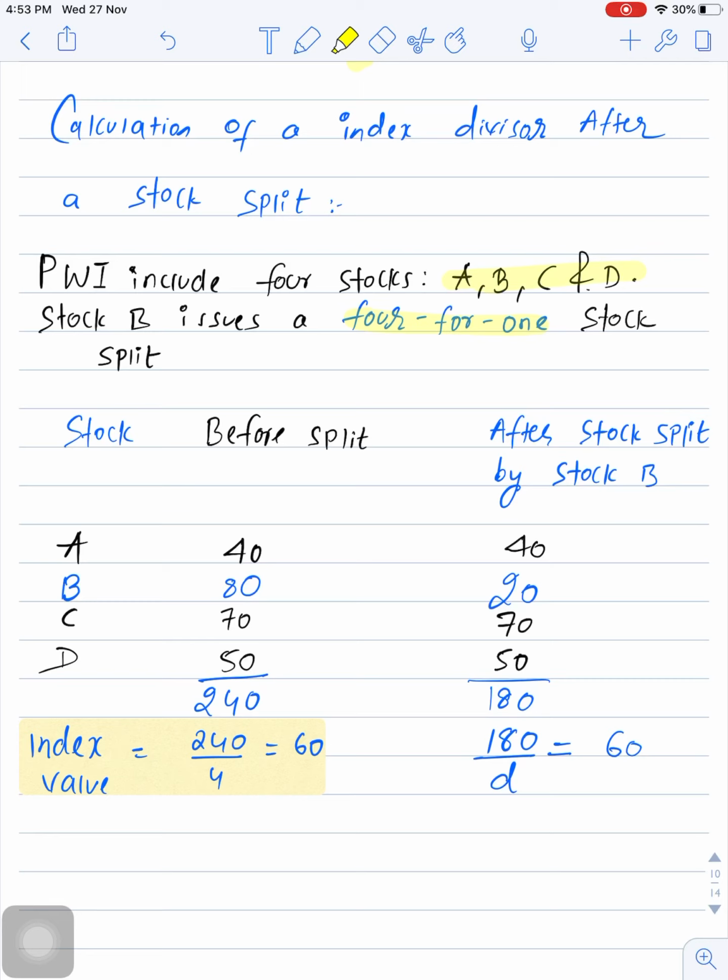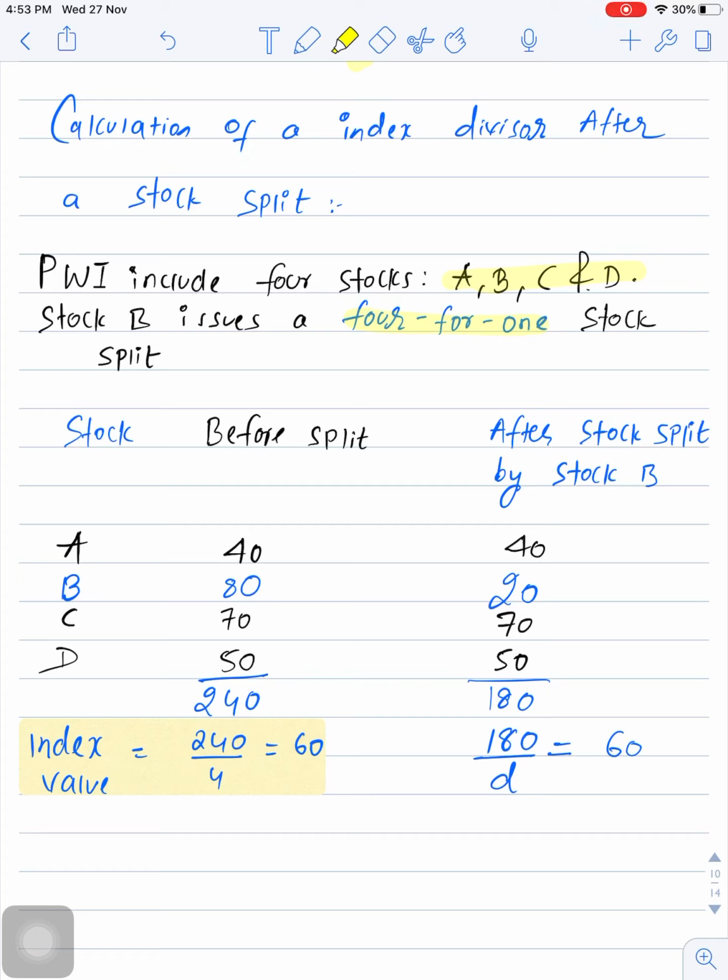Stock B issues a 4-for-1 stock split. Now you can read this 4-for-1 stock split as stock split ratio 1:4. This means for every 1 share before split, shareholder will have 4 shares after split of stock B. Before split, share price of stock B is 80, index value before split is 60.